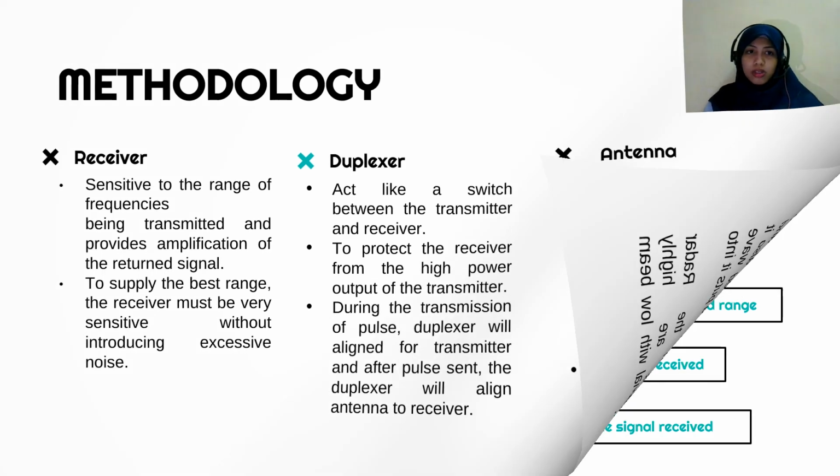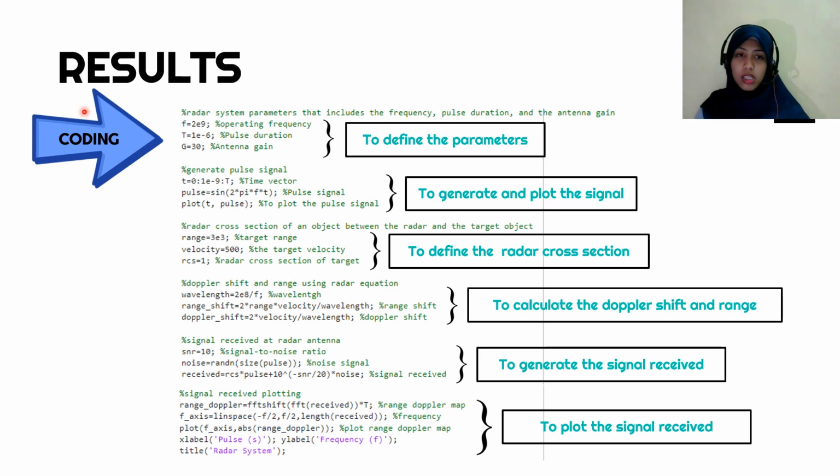Next is the result. So this is the code that we have done in MATLAB. The first part is to define the parameters, which are frequency, pulse duration, and antenna gain. Next is to generate and plot the pulse signal. The third part is to define the radar cross-section of an object between the radar and the target object.